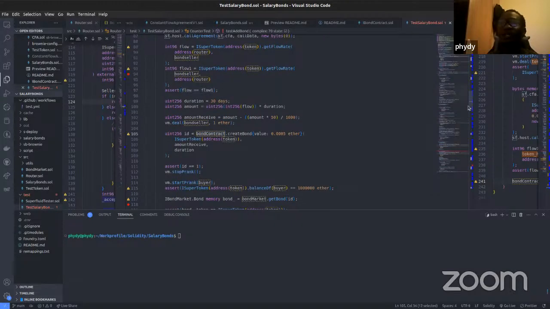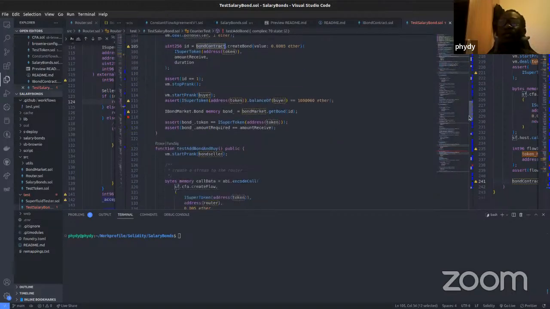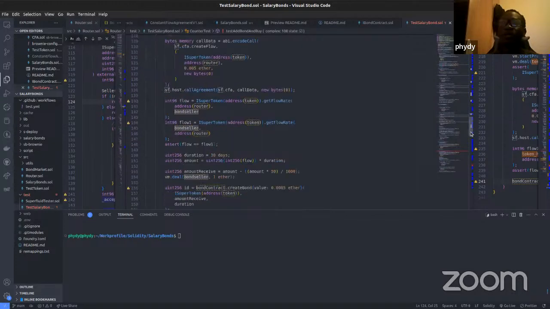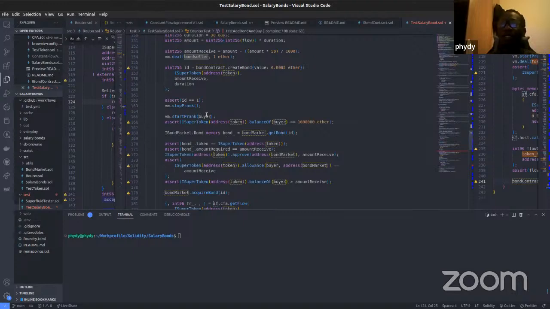Then we test how we buy it. The first part is going to be the same as the previous test we just checked. And what I need to show is how it's actually purchased. As you can see, we are setting a buyer, and the buyer is interacting with the bond market. They first have to approve the bond market for the amount that's supposed to be received, then acquire the bond with the bond ID over here.